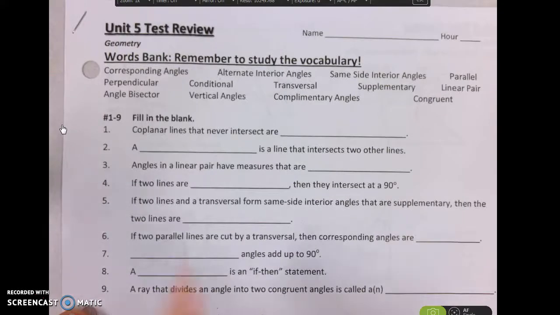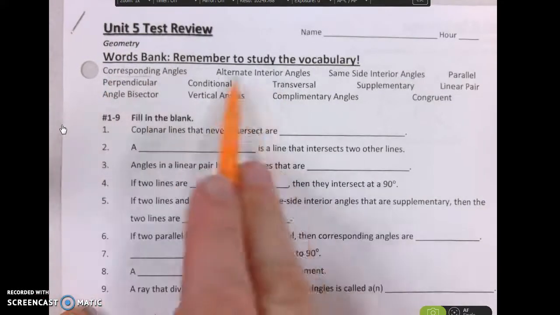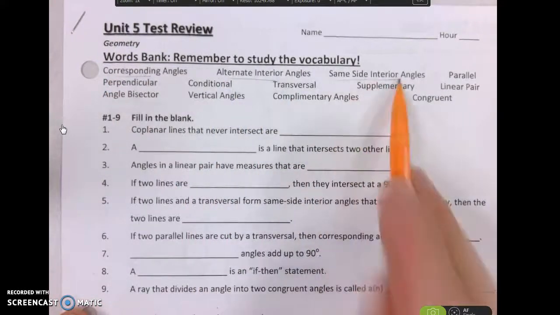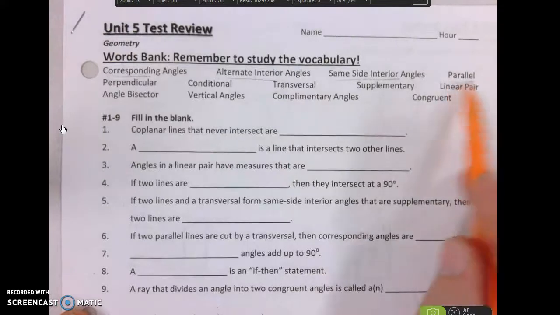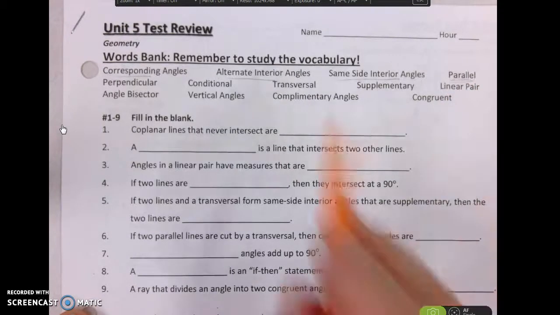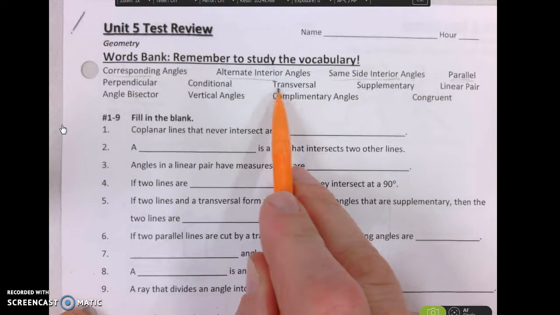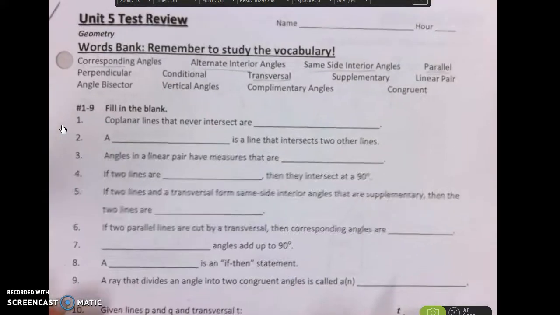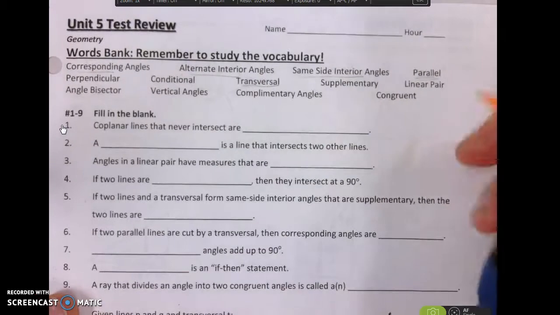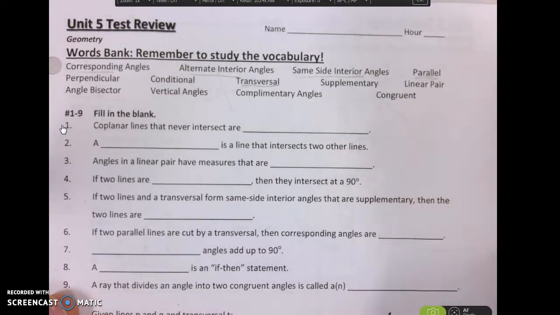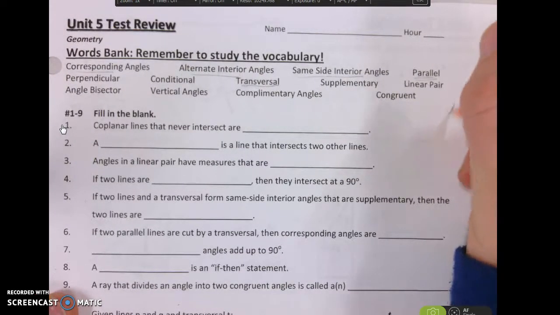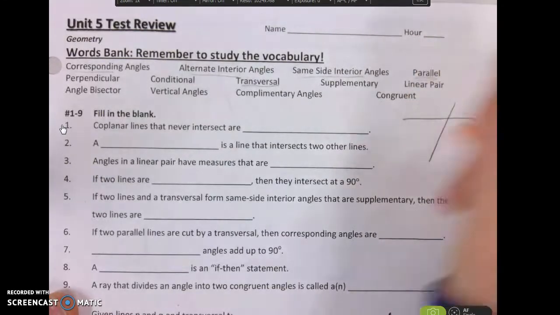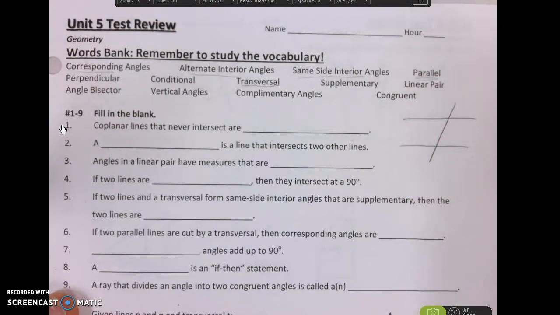Obviously the most important ones are corresponding angles, alternate interior, same side interior, parallel. You definitely need to know transversal. These are all new words from this unit. To help you out with those words, I'm going to quickly do a drawing here. I suggest you add it to your review also. So if I have these couple lines like this, I'm just going to throw some angles on here.